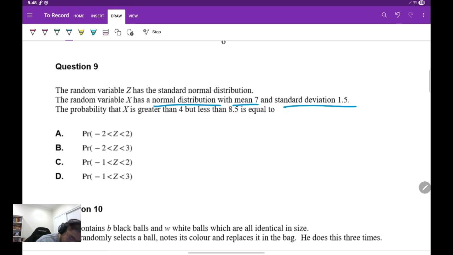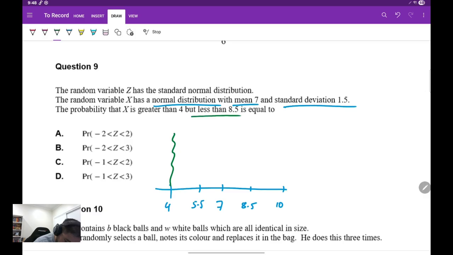Okay, I'm just going to draw a quick graph. So if I've got 7, that's going to be 8.5, 10, and that's going to be 5.5, that's going to be 4. Now, the probability that x is greater than 4, so 4's over here, but less than 8.5.